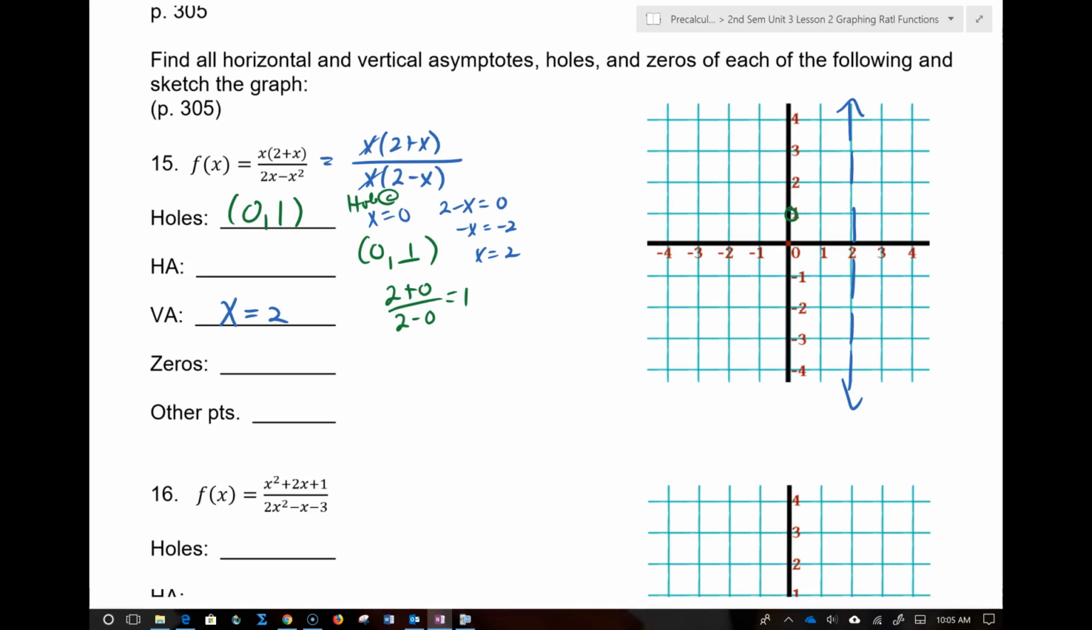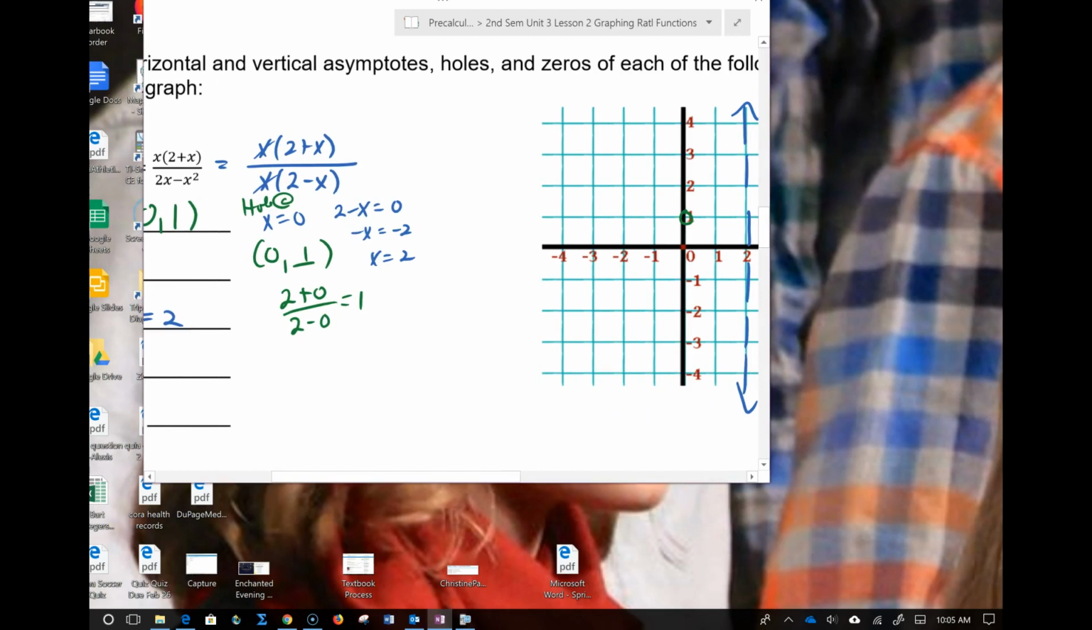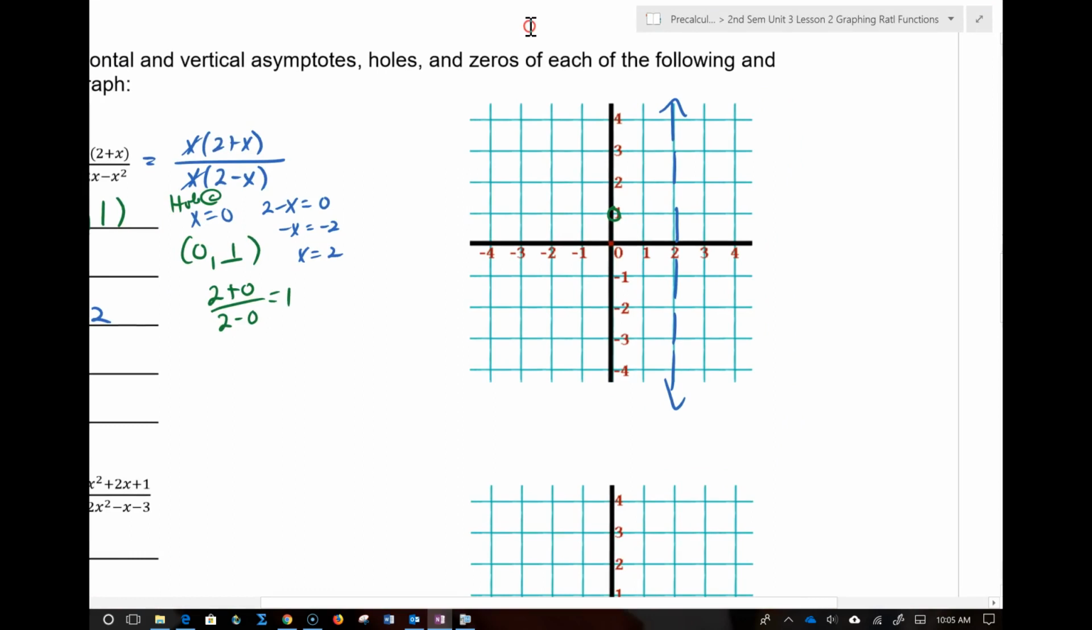I also now need to find my zeros. The zeros are going to be, I'm going to change it to gray so I keep my theme going here. Let's see if this will work. Love technology. It hates me. All right.